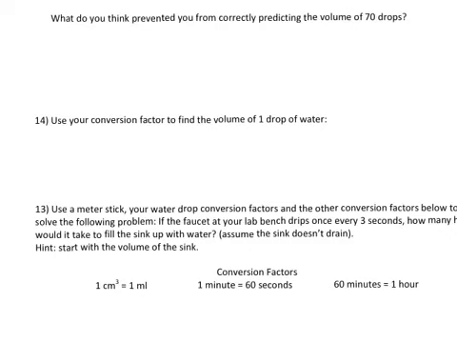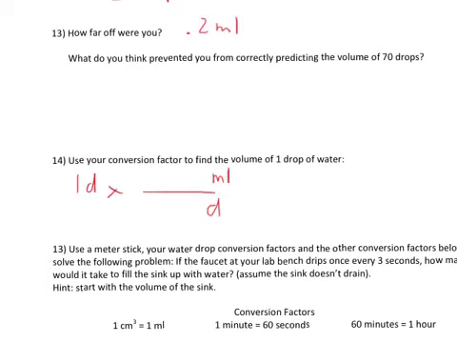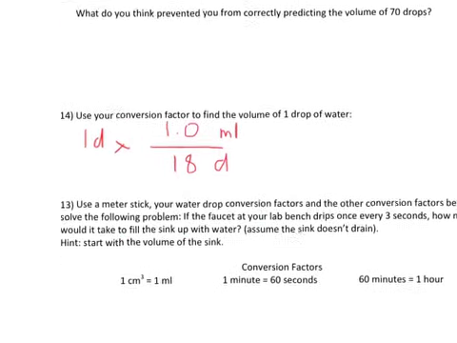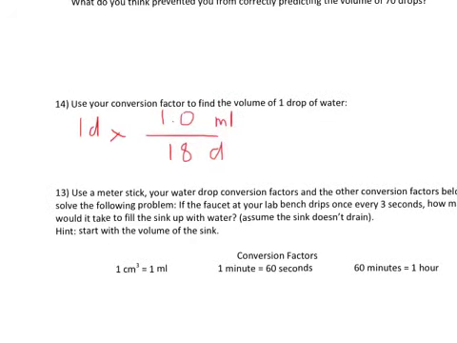Alright, now I'm going to use my conversion factor to find the volume of 1 drop of water. So what I'm going to do is start off with 1 drop. I don't want drops, so I put drops in the basement. I want to convert it to milliliters, which is the unit I use for measuring volume. And when I found my conversion factor, it showed that 1 milliliter was equal to 18 drops. I better double check that. Yeah, that's what I found. Okay, so now I'm going to multiply 1 times 1, that's easy enough, and then divide by 18.